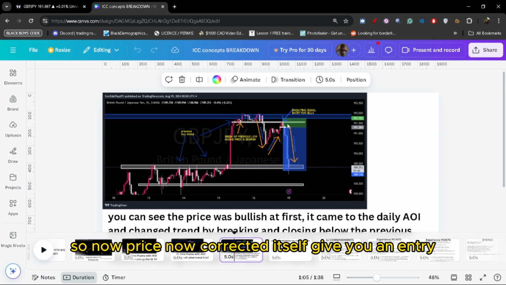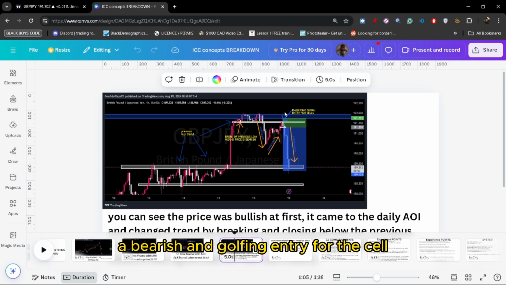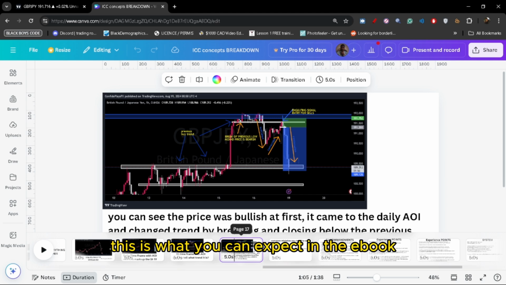So now price corrected itself and gave you an entry, which was what? A bearish engulfing entry for the sell. And as you can see, continuation of the trend to this area of interest, and then you take partials from this area of interest and wait for another setup to play, right? So essentially, guys, this is what you can expect in the ebook.